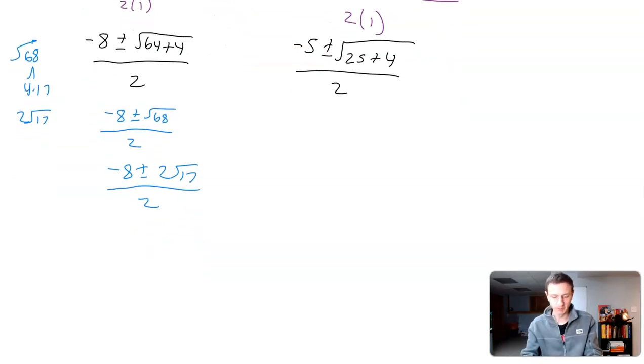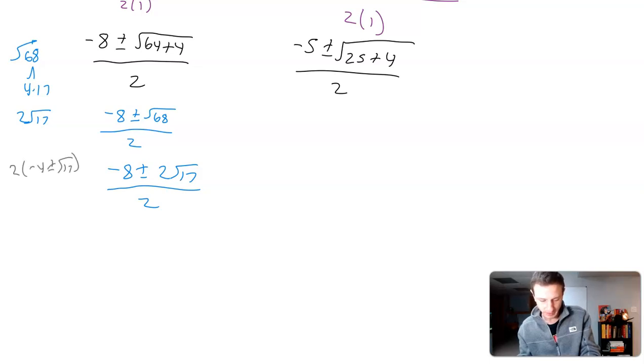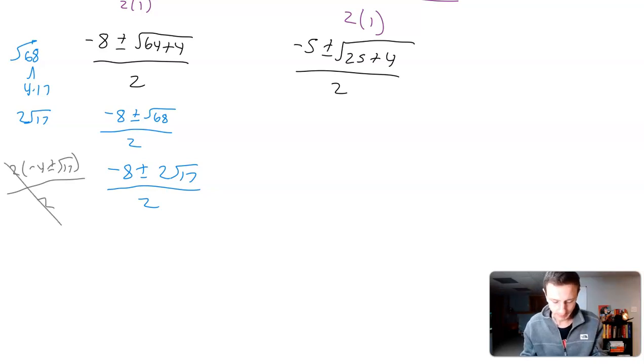I'll go to the second one in a minute. Let's just finish this one off. From here, you could take out a 2. So if I take out a 2, this becomes negative 4 plus or minus root 17, and then I have that over 2. So then the 2 is going to cancel there. So I'm left with negative 4 plus or minus the square root of 17. And I think we would be good from there.